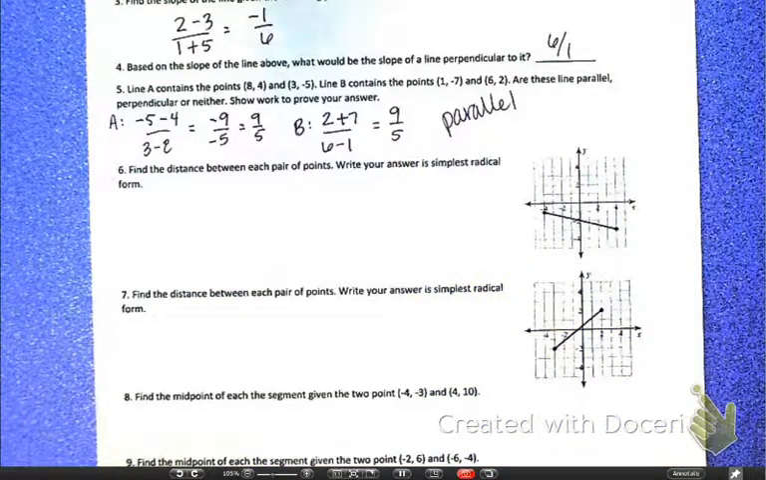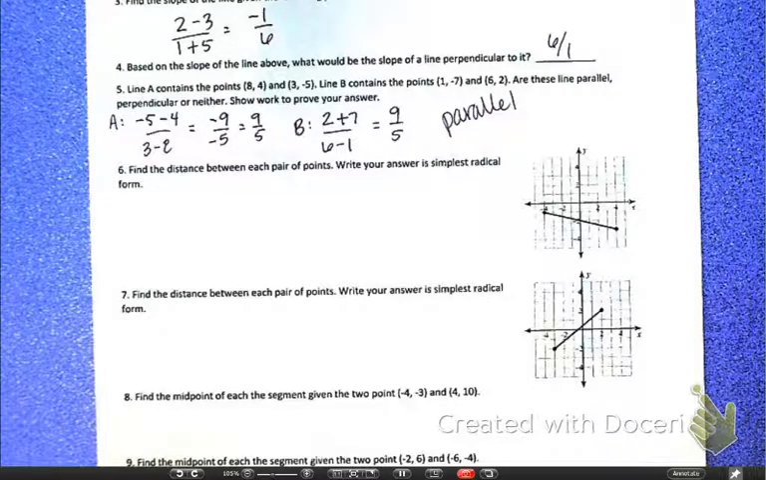So parallel, the slopes are going to be the same. Perpendicular, opposite signs, and the fraction is flipped, and then neither would be obviously not perpendicular or parallel. Okay, so make sure you watch that.